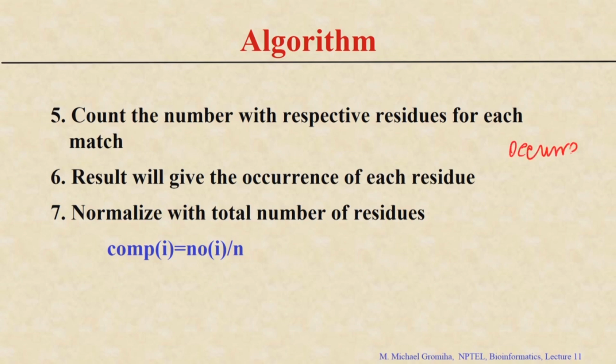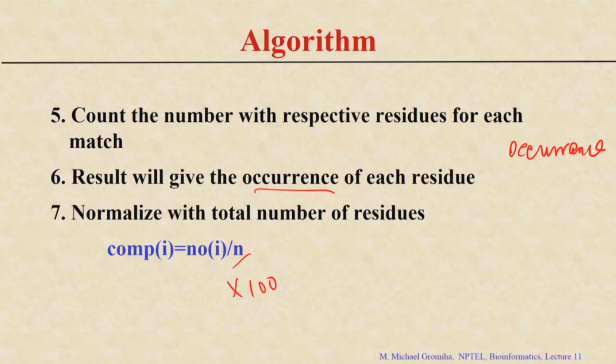Now, what do we have to do? We have the occurrence for each of the 20 residues, then normalize with the number of residues. If you take each residue, 1 to 20, and normalize with n for each case, then we get the composition. If you want the composition in percentage, then you multiply this by 100, very simple.